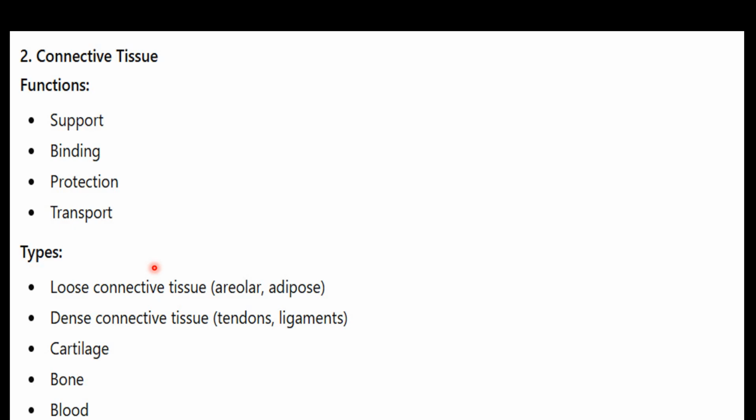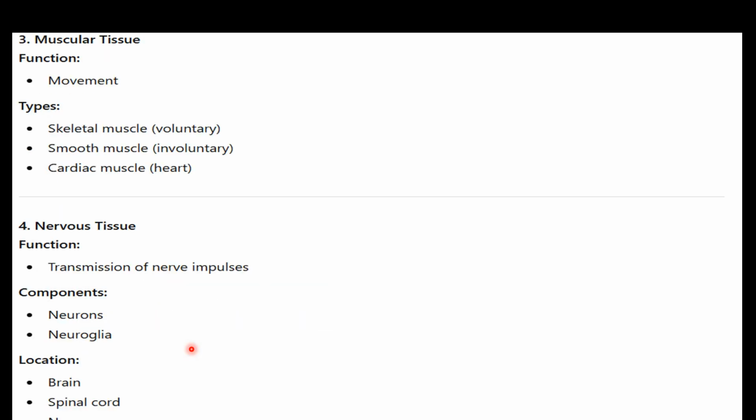Similarly, we have the second type of tissue, that is connective tissue, and its functions are very simple. They are for support, binding, protection, and transport. So if tissues are performing these functions, then you can simply say that it is related to connective tissue. If you want to see the types, you can see loose connective tissues are areolar or adipose. Similarly, we have dense connective tissue, tendons or ligaments. Then we have cartilage, bone, blood. So all these things come under connective tissue.